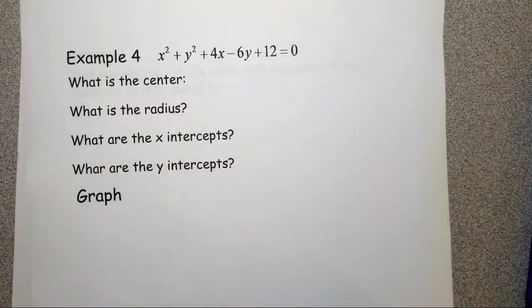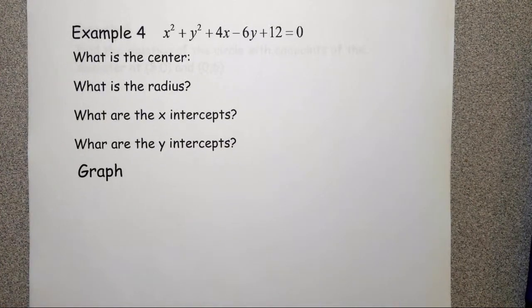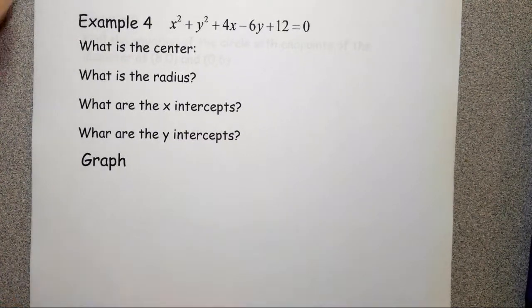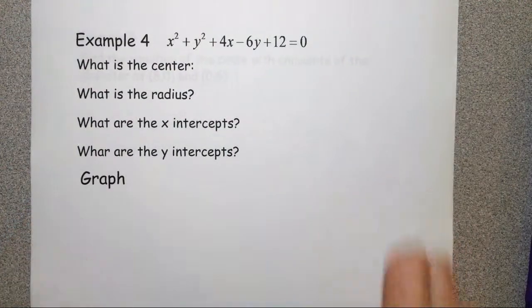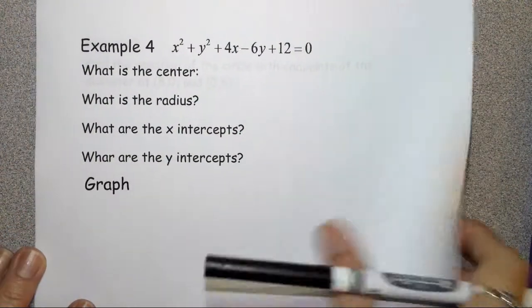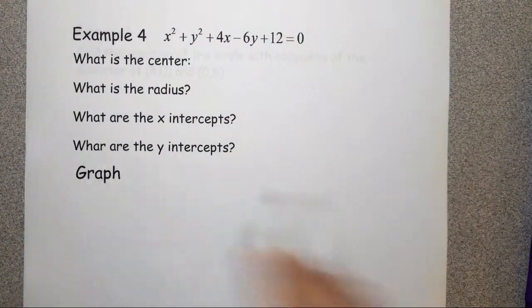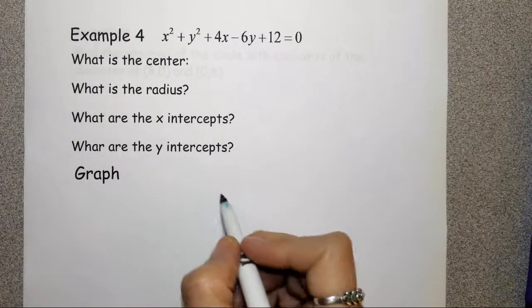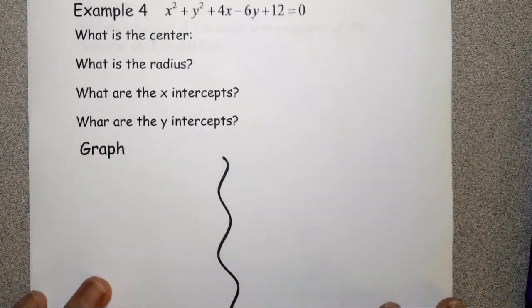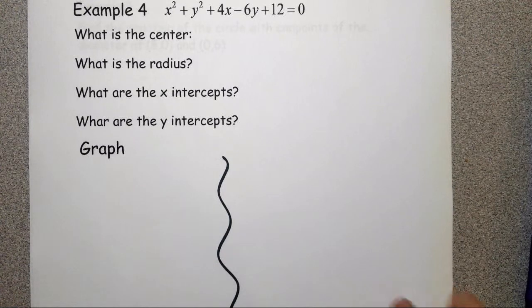Example 4. What are we going to have to do to example 4? Yeah, put it in standard. They gave it to me in general, which means I'm going to have to complete the what? Square. We're going to have to complete the square. So find some room on your paper because it's going to take a little room. The whole back is blank. If you want to rewrite the problem on the back, it's up to you.